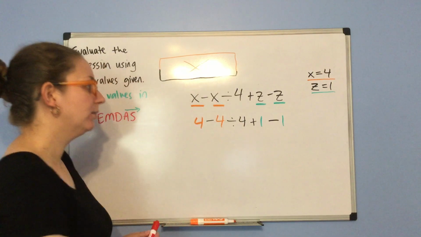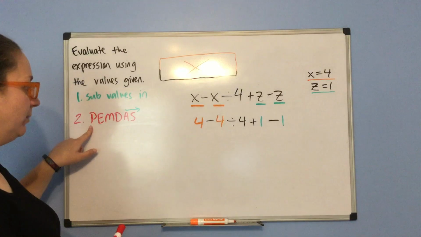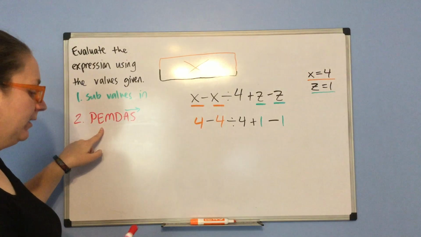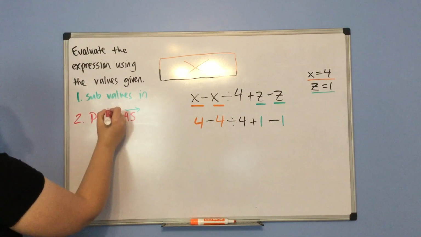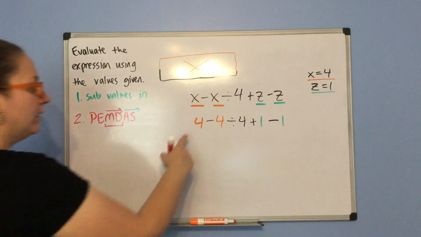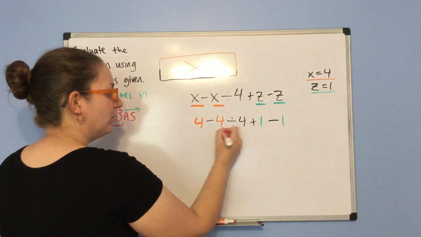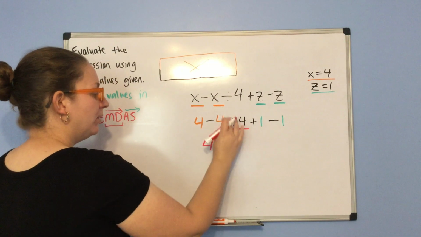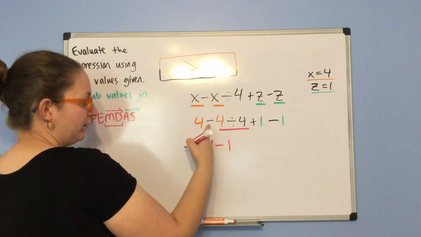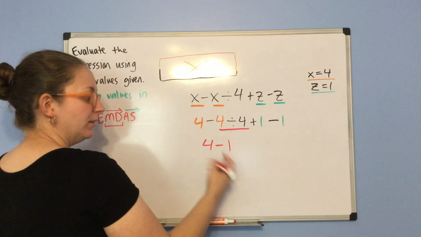From here, it's a matter of order of operations. We don't have any parentheses. We don't have any exponents. Where we're going to start is multiplication and division. Remember, those go in order left to right. So out of multiplication and division, the only one I have is right here in the middle. 4 divided by 4 is 1, but since it had a minus sign in front of it, it's going to look like a -1.